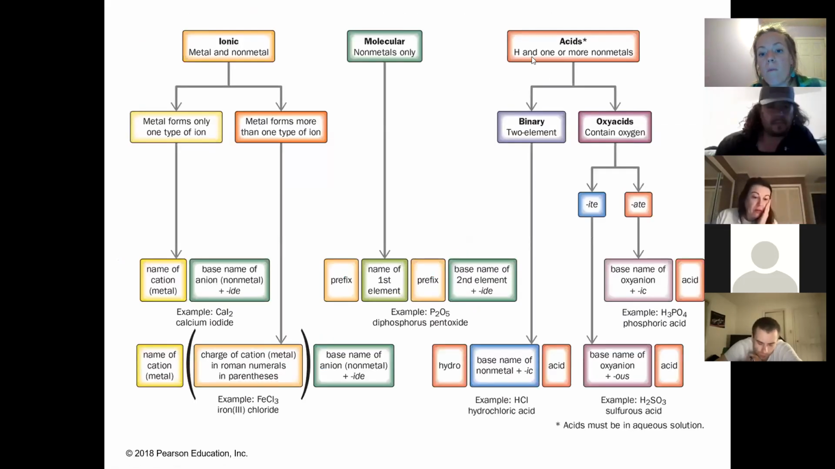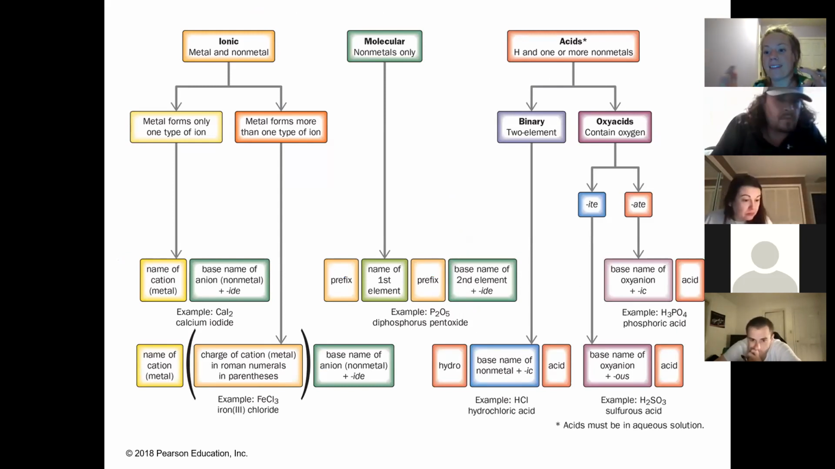So this is really helpful, actually. This is sort of like a giant flow chart to show us all of the different naming in one place. So pretty much everything we've gone over. So the first thing you want to do when naming anything, if you're looking at this chart, is to decide, is what you're looking at ionic? Is it molecular? Or is it an acid?